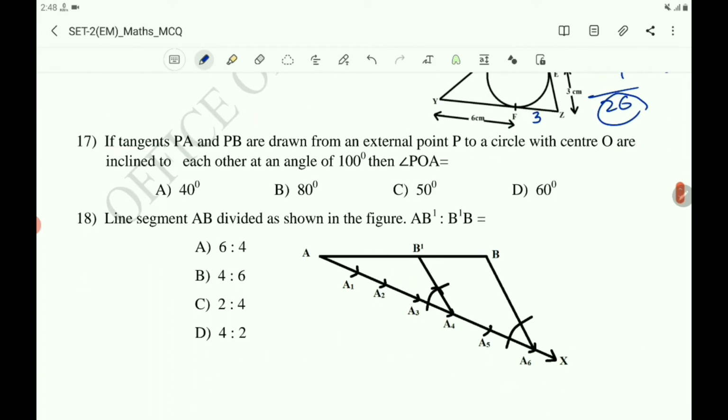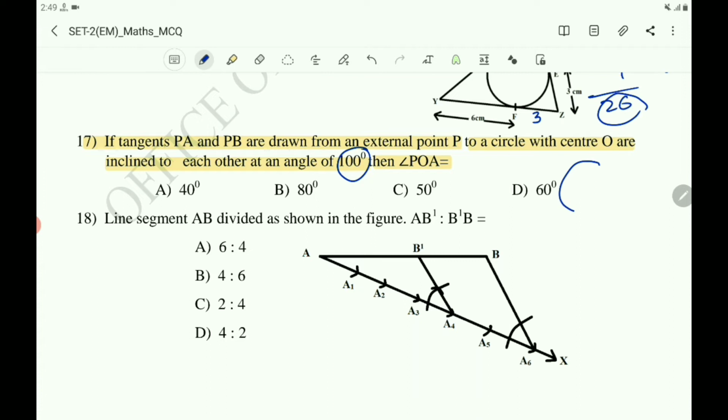Then you take the 17th question. If tangents PA and PB are drawn from an external point P to a circle with center O, inclined to each other at an angle of 100 degree, then angle POA. It is a common question. The tangents are inclined to each other at an angle of 100 degree. Then what is the angle between the radii, that you know.